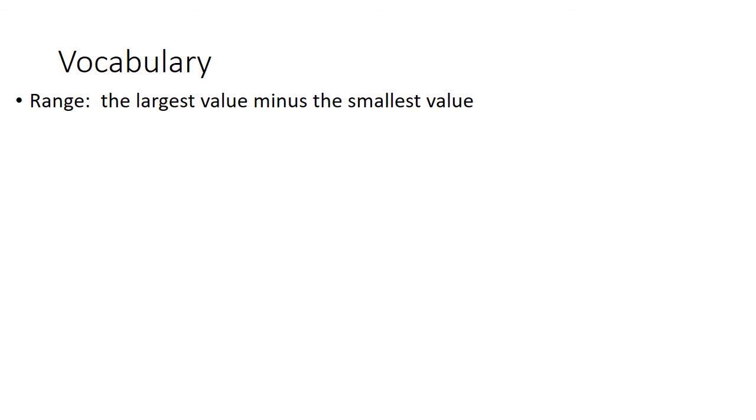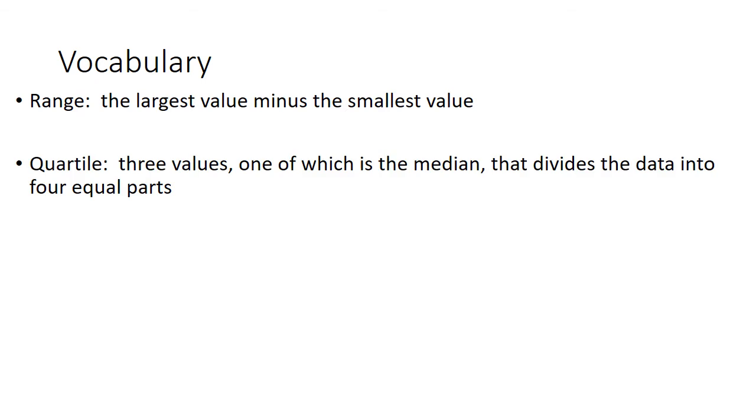So let's look at a couple of vocabulary terms. Range is going to take your largest value minus your smallest value. And your quartiles, it's a little confusing. So if you have a data set, let's say our data set is this line, and we were wanting to divide it into 4 equal parts, which is what a quarter is, right? 4 equal parts. If I was dividing it first, I would divide it in half.